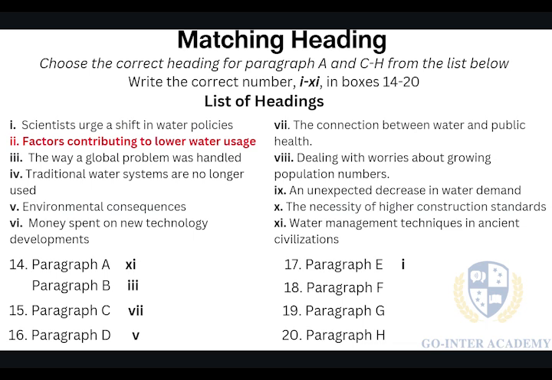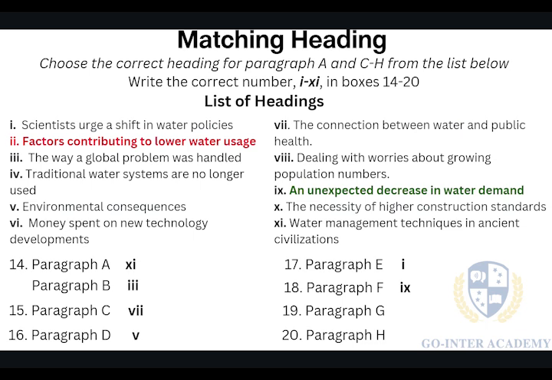Now this heading sounds close. Paragraph F mentioned that water use has been slowing down, but it didn't talk about why it has been slowing down. So it is not the correct heading for this paragraph. The correct heading, however, is heading 9. Unexpected decrease in water demand.